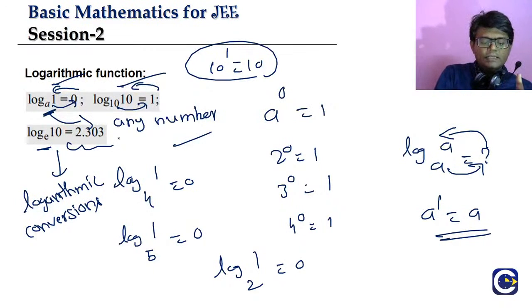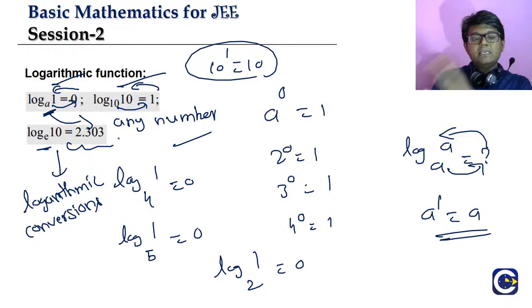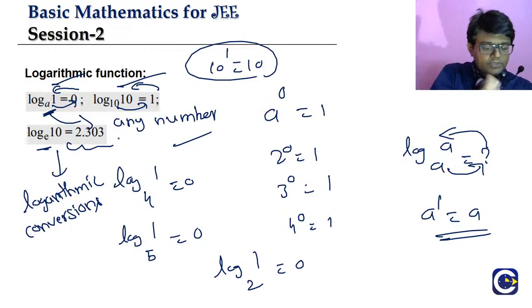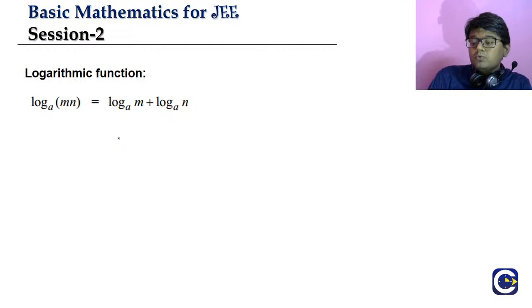What is this? This is nothing but the conversion factor, as we call it. What is it? Log of 10 to the base e. What is the value? 2.303. Just remember the value, we will use it. Okay. Now we will come to the logarithmic function properties.